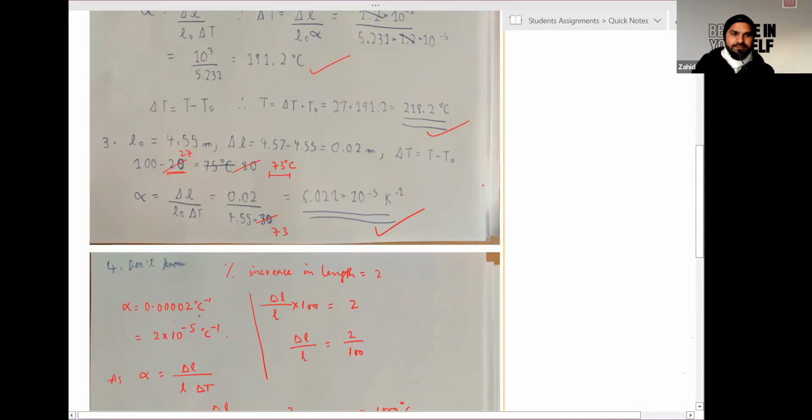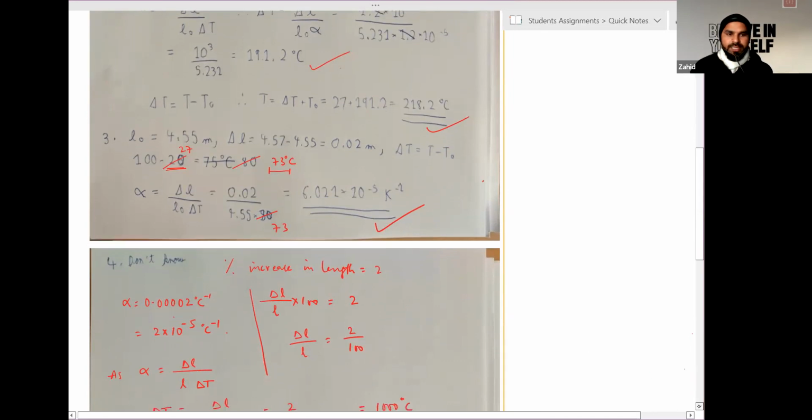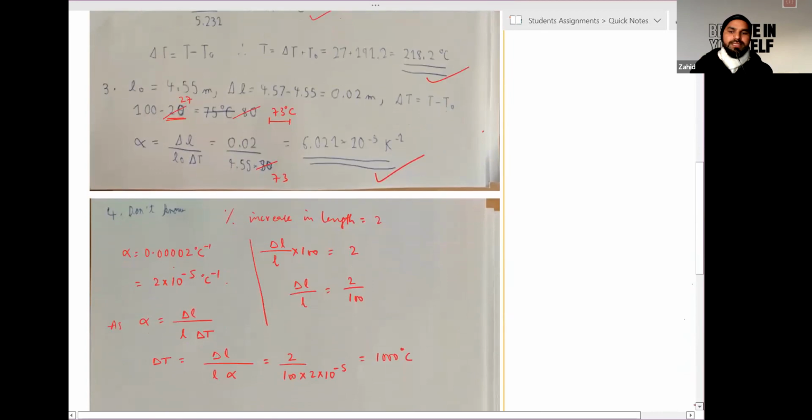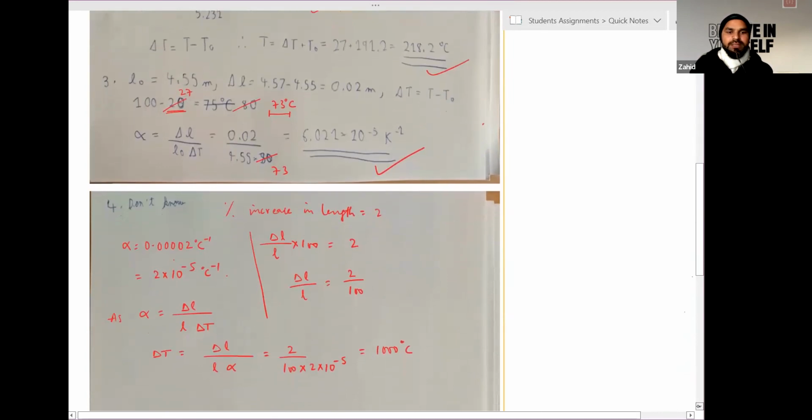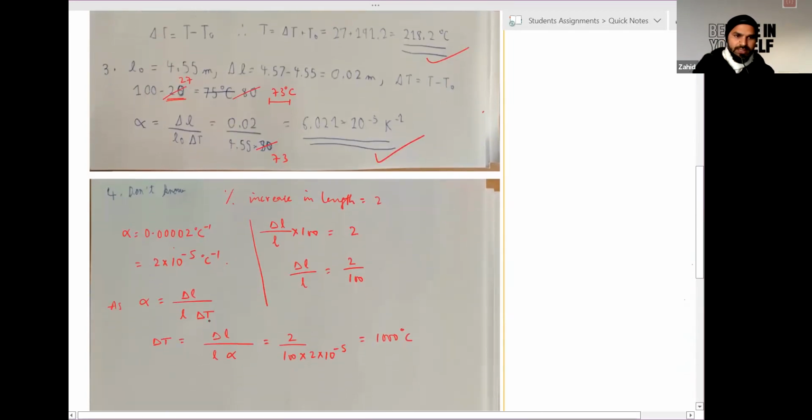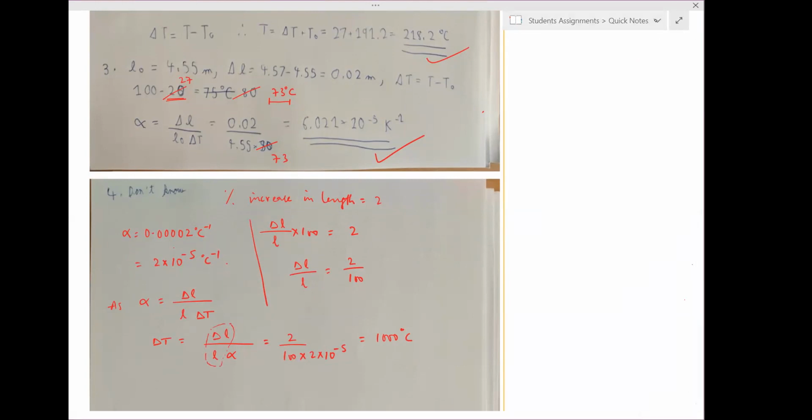Alpha is given. So according to the formula, alpha equals delta L by L times delta T. So we have to calculate the temperature difference. So move this delta T to the left side and alpha to the right side. This delta L by L is 2 divided by 100. Alpha is given. If you simplify it, you will get 1000 degrees Celsius. Is it clear? Yes, sir. Okay.